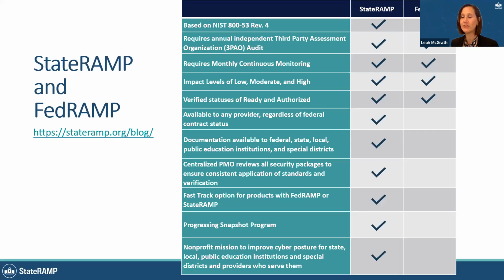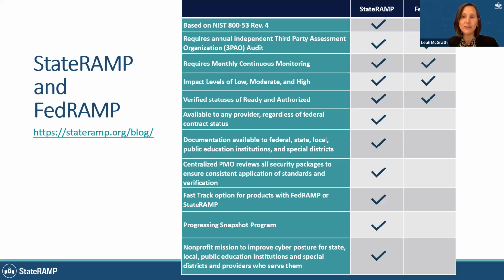Both require monthly continuous monitoring for verified statuses, have impact levels of low, moderate, and high, meaning those subsets of controls that are based on impact levels Noah described. We both recognize verified statuses of Ready and Authorized. And here's where it starts to differ. Our program is really designed to best serve those in state and local government and the providers who serve them. So our program is available to any provider, regardless of contract.